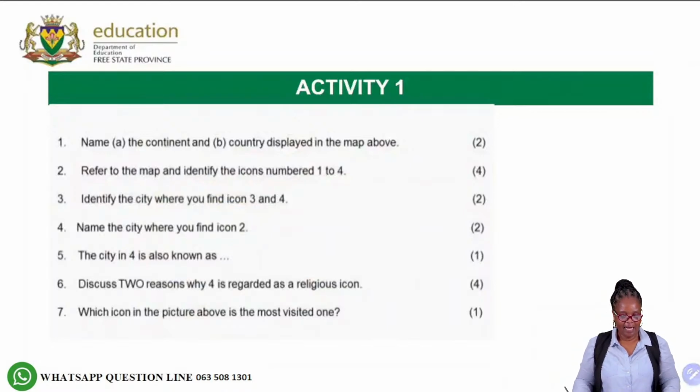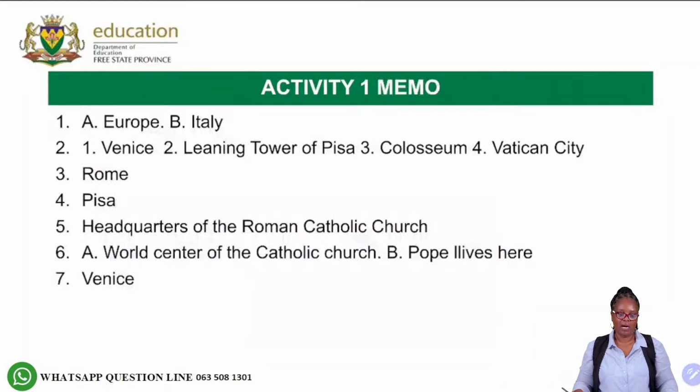Let's look at number 7, the last one. It says, which icon in the picture above is the most visited one. Remember, I've been giving you the numbers per year. Venice is the one that is being visited more than any other, because we said that it's received more than 15 million visitors per year. That's what we talk about. So here you are. Check your memo.